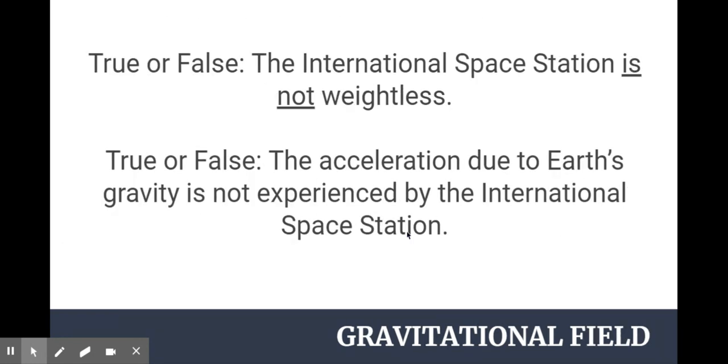So, true or false? The International Space Station is not weightless. True or false? The acceleration due to Earth's gravity is not experienced by the International Space Station. Well, the first one is true and the second one is false. All right. The International Space Station still experiences the force of gravity. And to be honest, if you can answer this one correctly, it kind of gives you the answer to the next one. Because if an object on the International Space Station still experiences the force of gravity, it's still experiencing the acceleration due to gravity. All right.